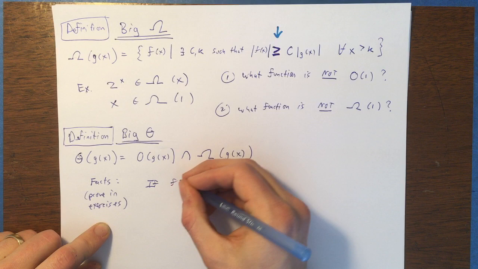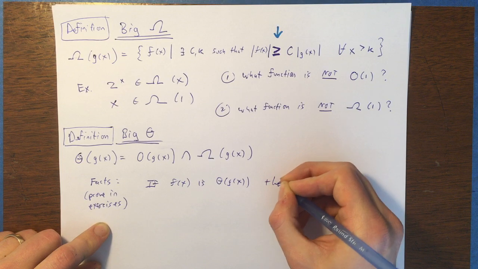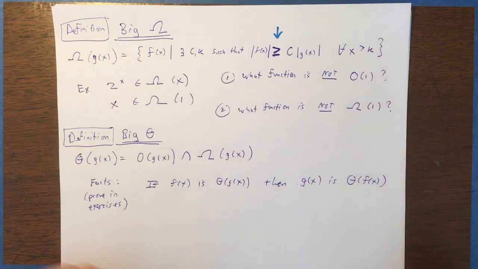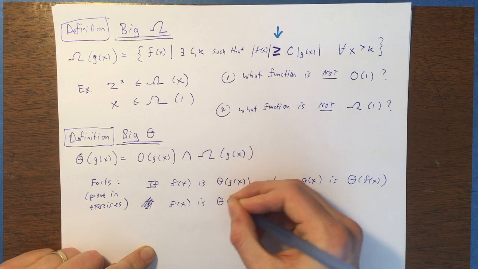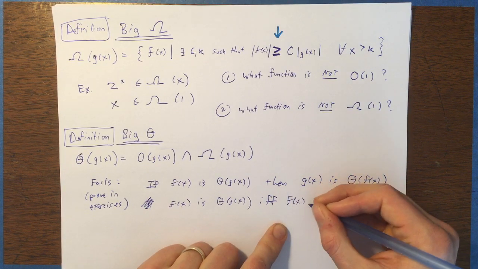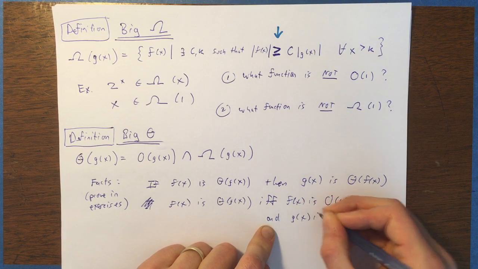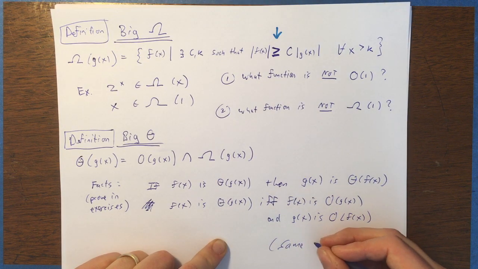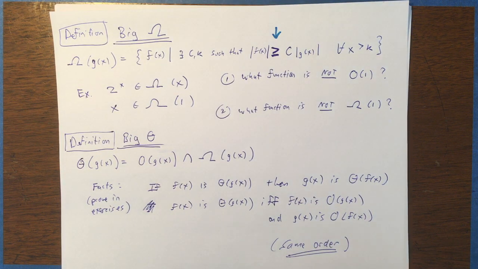Turns out if one function f is big theta of g of x, then you can be guaranteed of the opposite. g of x will be big theta of f of x. Then f of x is big theta of g of x if and only if f of x is big O of g of x and g of x is big O of f of x, which means that they are the same order as we defined earlier. So big theta is stating that two functions are of the same order.